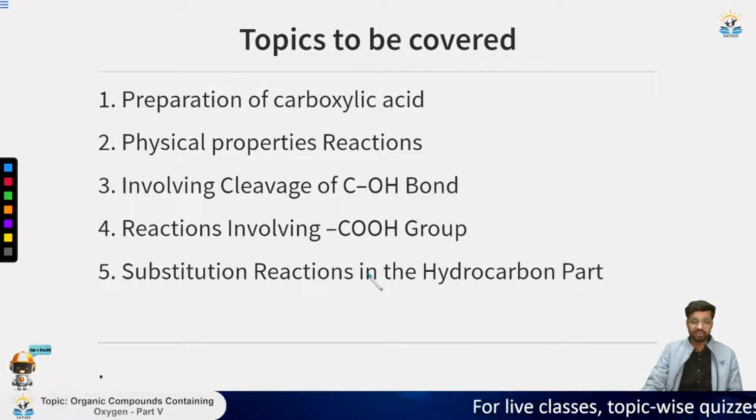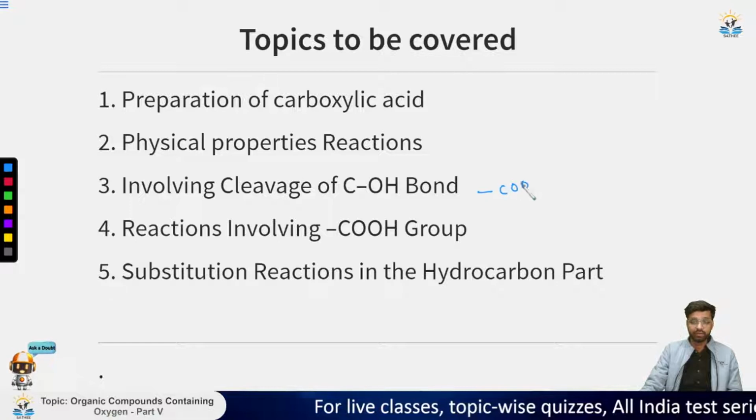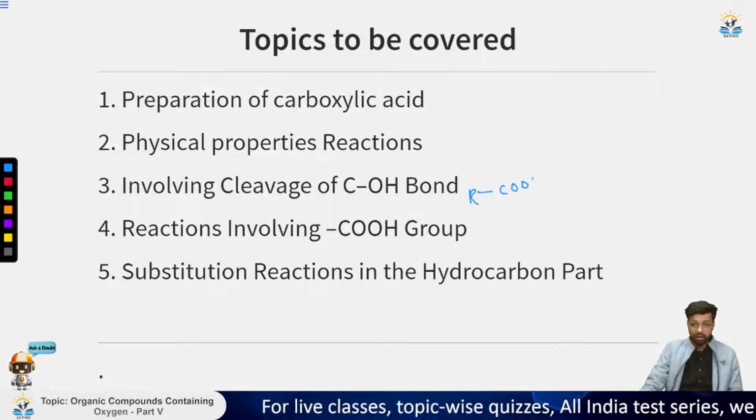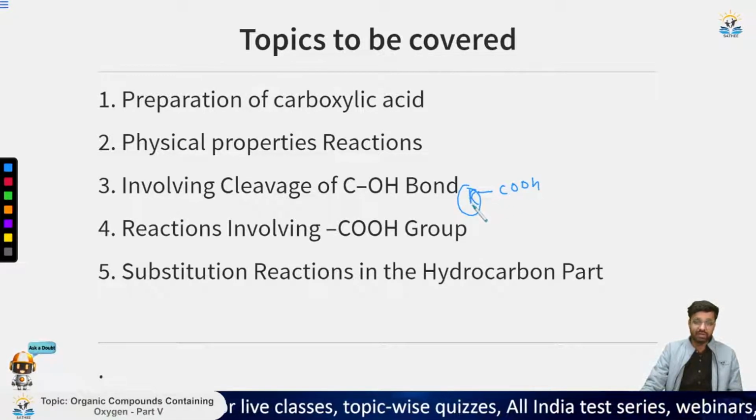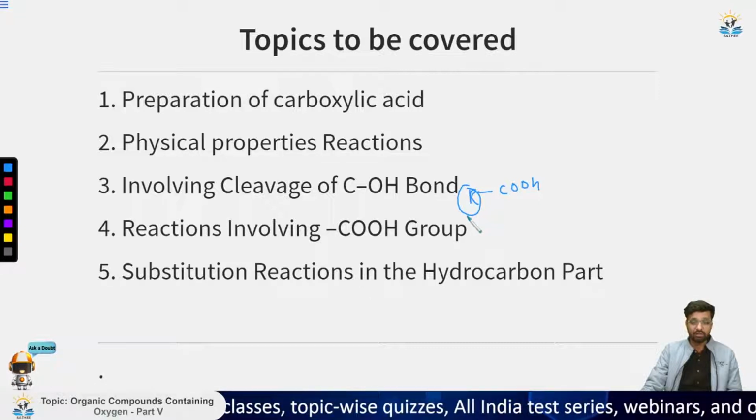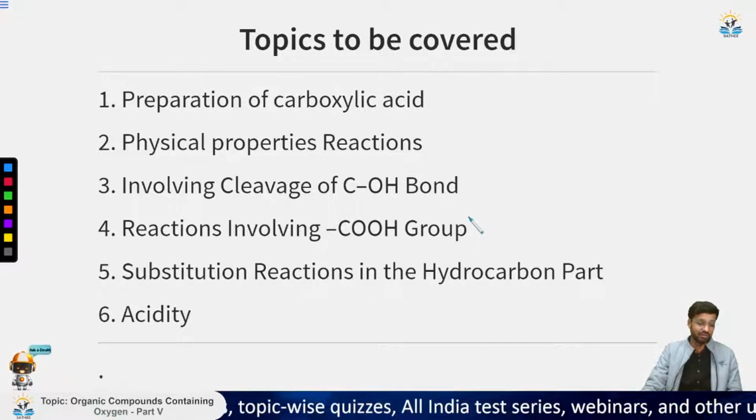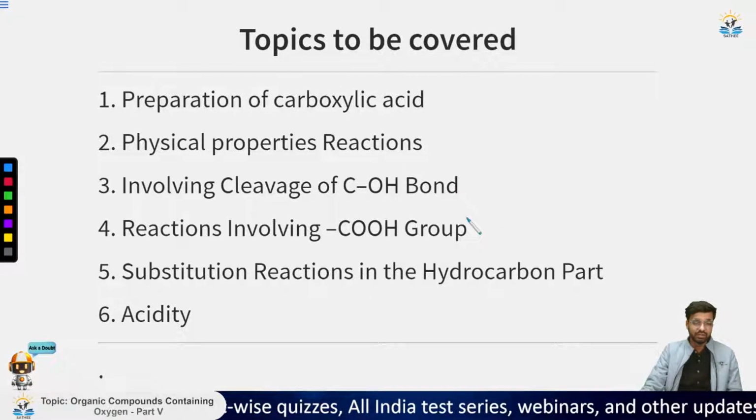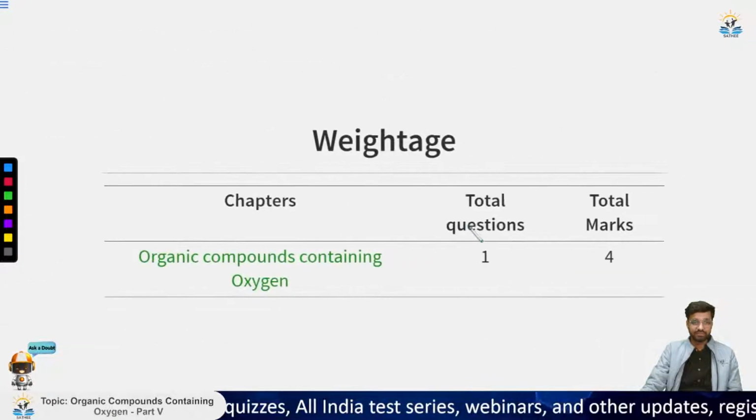In the fifth number, substitution reactions in the hydrocarbon part. Suppose this is the carboxylic acid, this one is the hydrocarbon part, so reactions including that we will also see. At last we will see the acidity of carboxylic acid.